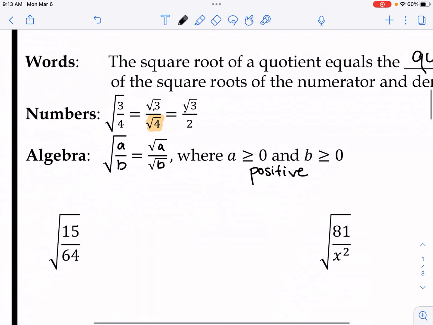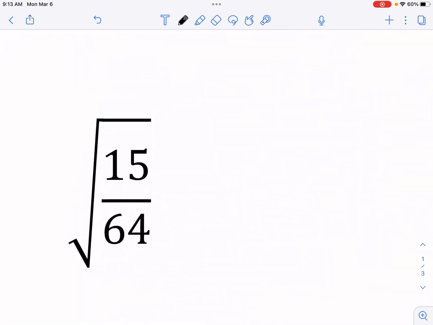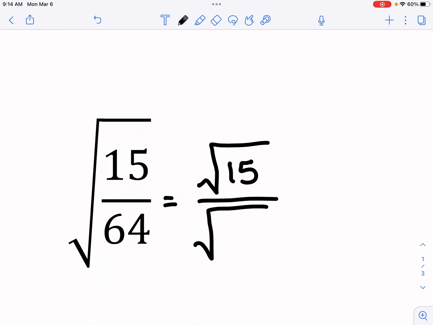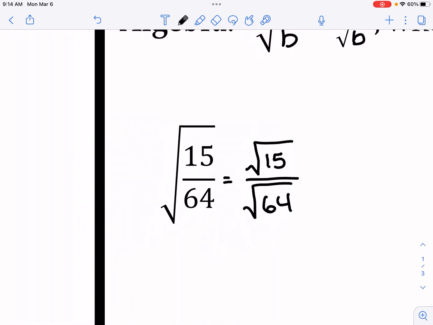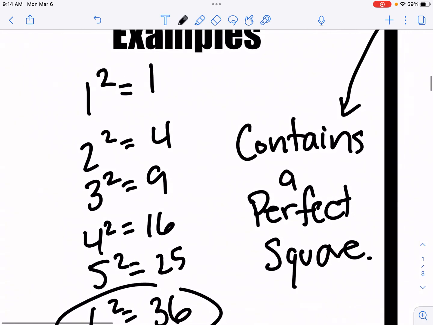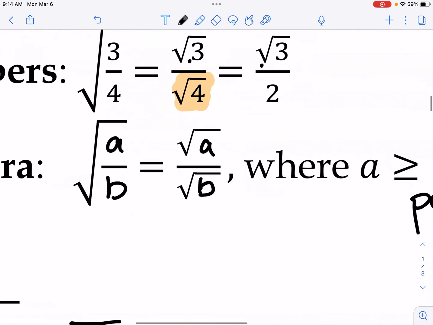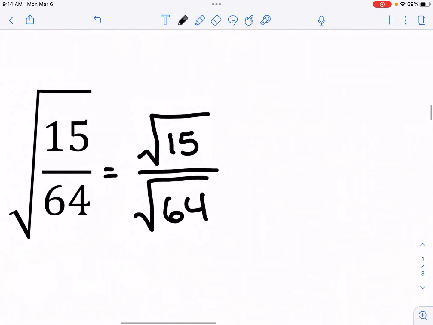All right. So looking at our first example, we have the square root of 15 over square root of 64. We're going to take the square root of 15 divided by the square root of 64. We're not doing any math, we're just separating. Now square root of 15, if we look at these factors here, 1 doesn't really help us, but 4, 9, and 16 are perfect squares. None of those can simplify square root of 15. So square root of 15 will just stay the same.